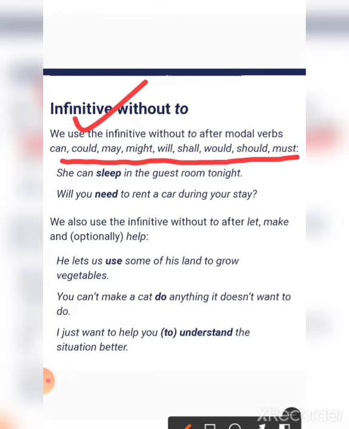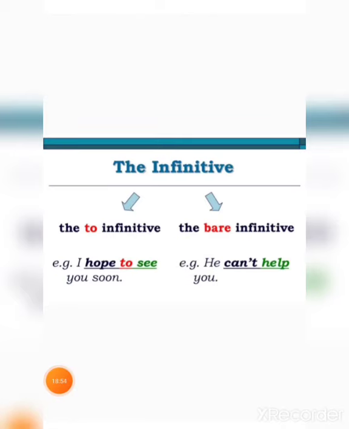So we also use the infinitive without to after let and make. So, let us use some of his land to grow vegetables. Here no to infinitive is used. Okay. So these are called bare infinitives. So there are two types of infinitive. First one is the to infinitive. Next one is the bare infinitive. I hope to see you soon. This is an example of a to infinitive. And for a bare infinitive, if I give you an example, he can't help you. This is an example of a bare infinitive.